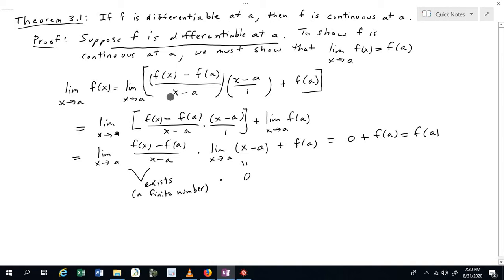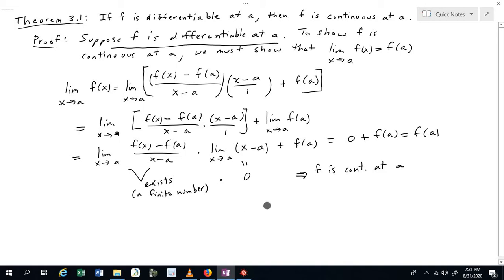Because we can't get this limit to equal f of a unless we get this to equal 0, and this won't equal 0 if this is not a finite number. Okay, so that proves it. That's the proof. Maybe just to finish this off, since this limit is equal to f of a, that implies f is continuous at a by definition of a function being continuous at a point.